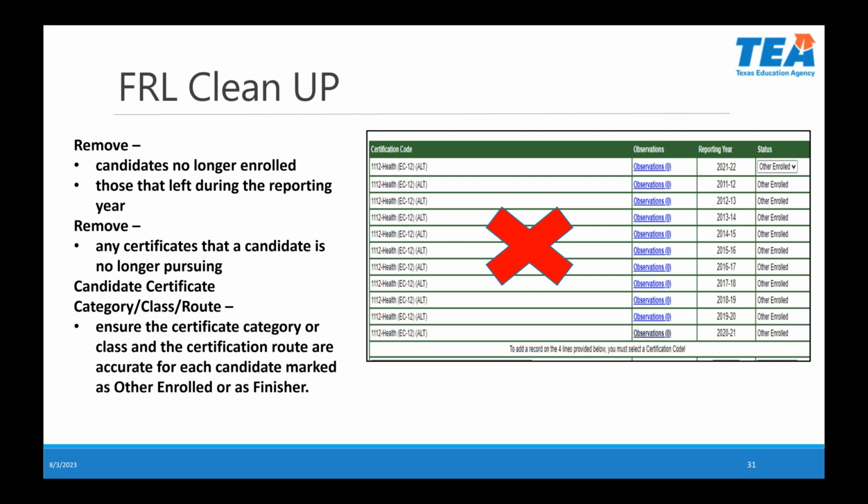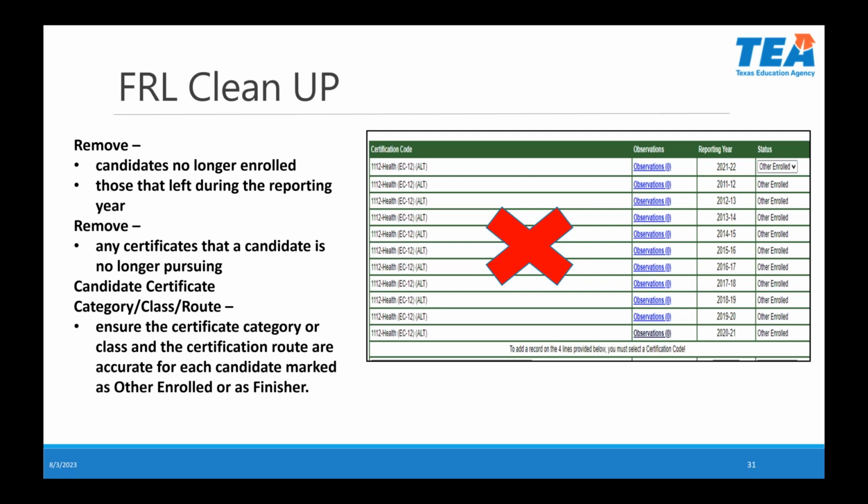If you find they should be removed, it is easy to just change their status for 22-23 to remove. When the 23-24 year unlocks and the Finish Your Records list rolls over, the removed candidates will drop off your list, allowing you to start off the new year with a clean and accurate Finish Your Records list.